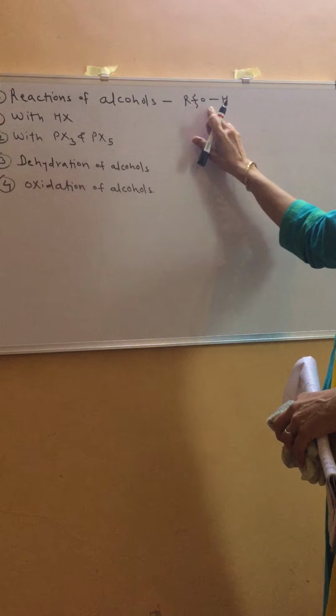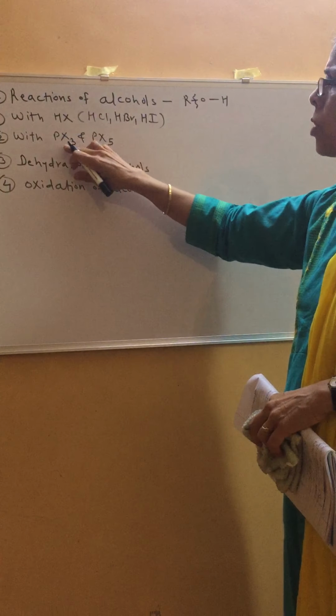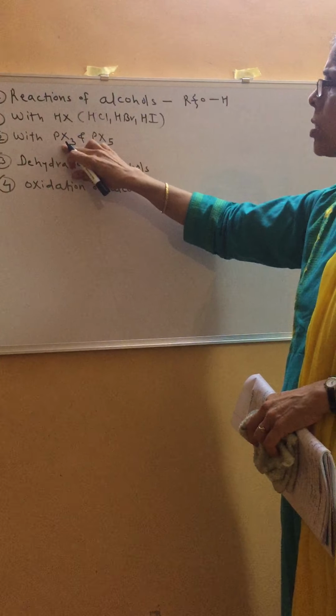That HX can be HCl, it can be HBr, it can be HI. Then we are going to see the reaction with PX3, that is phosphorus trihalide, or phosphorus pentahalide. Then we are going to see dehydration of alcohols, and then oxidation of alcohols. So one by one we will discuss now.